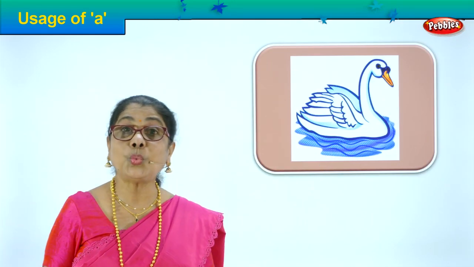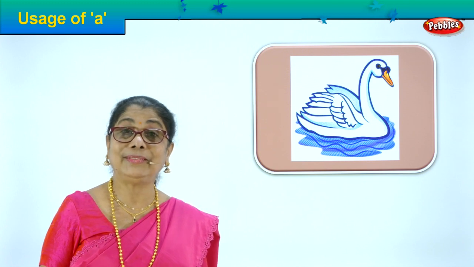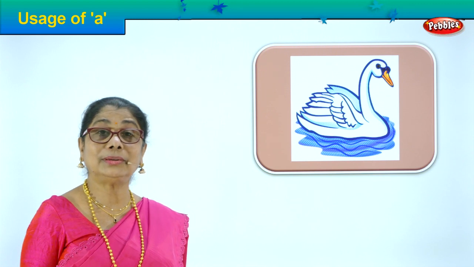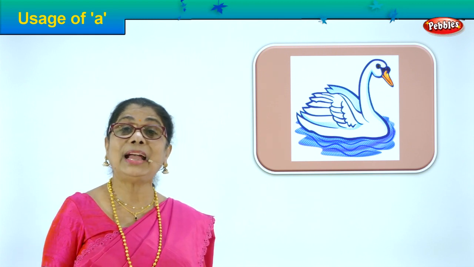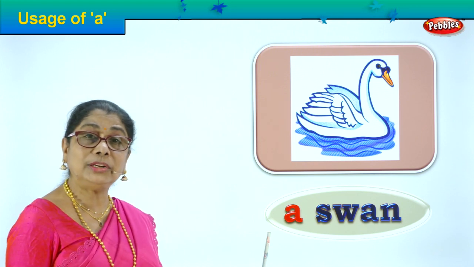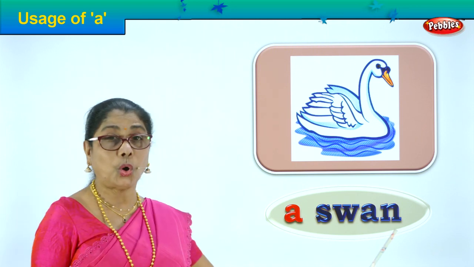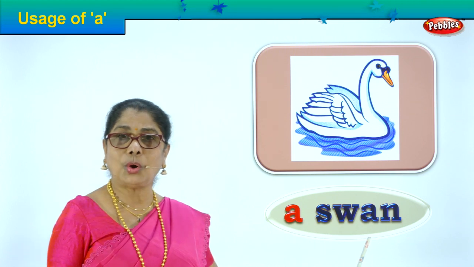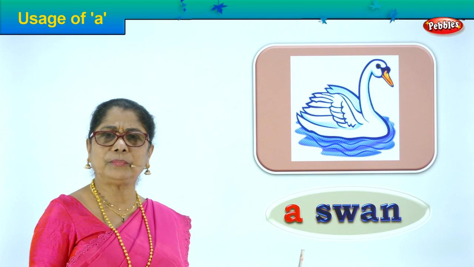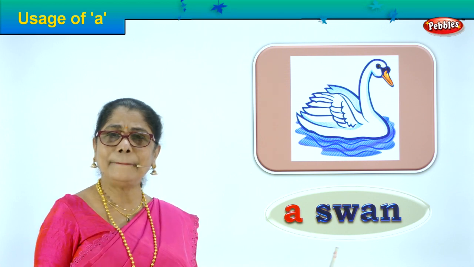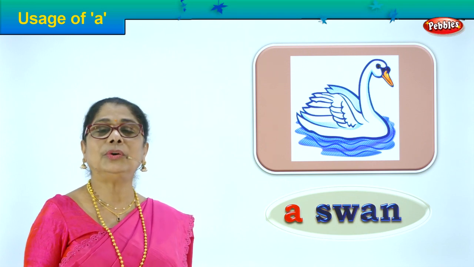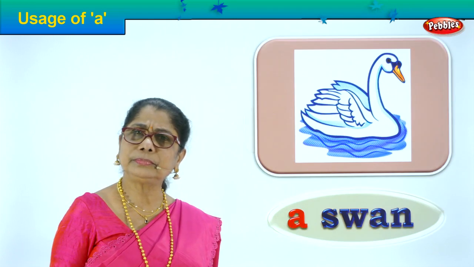Let's get on with another new picture. What is this? A swan. Where does the swan go? Glides on the water. Spell swan. S-W-A-N, swan. And what do you place before the word swan? A swan. Good. You're becoming very good, learning to place a before the word. Shall we look at another picture?